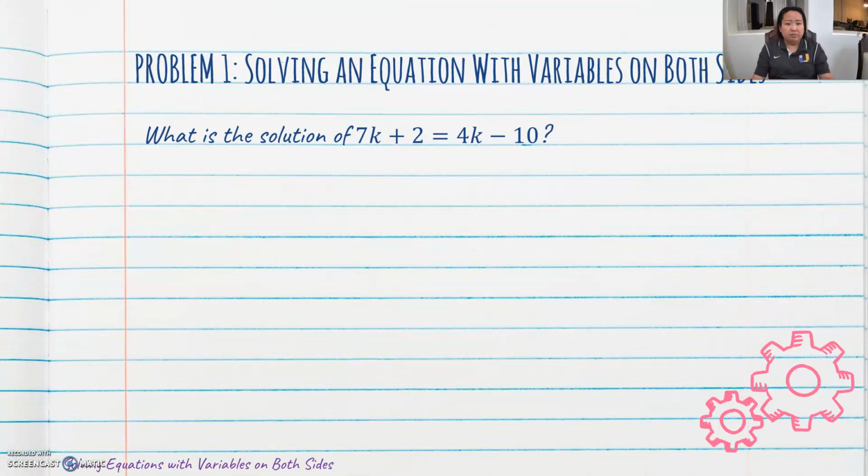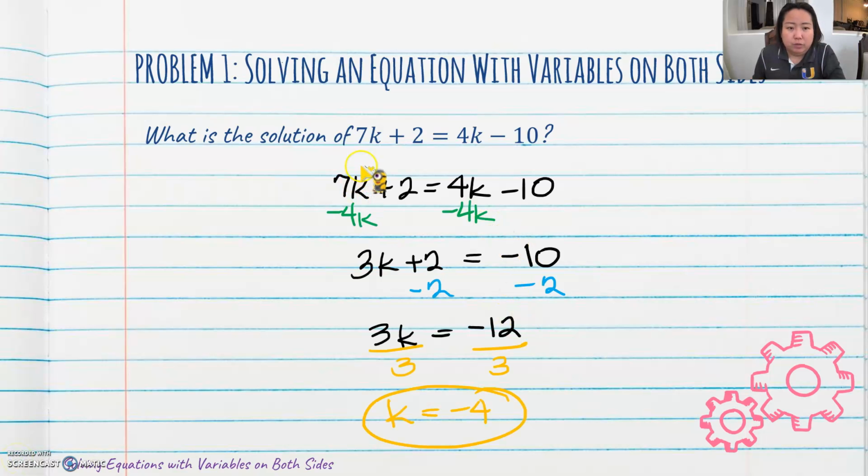Here we have 7k + 2 = 4k - 10. So go ahead, try this one out on your own. All right, if you are deciding where you want your variables and constants to be, our variables are all on the left side of the equation. So you can see we had a minus 4k, and then the 2 was transferred to the other side, so you have that minus 2, and eventually your k will be equal to negative 4.